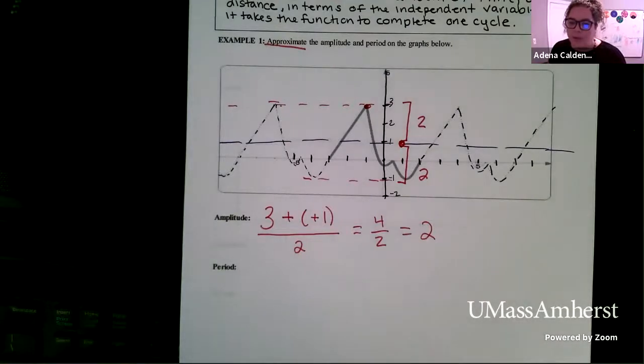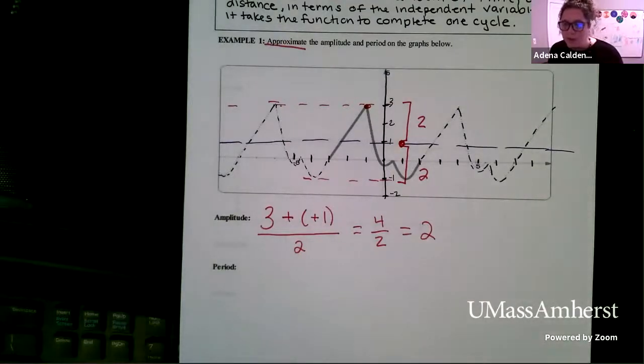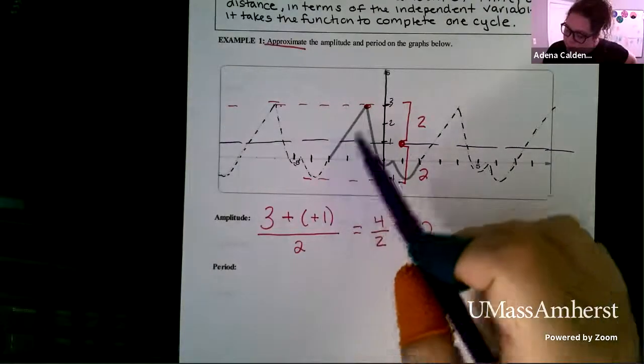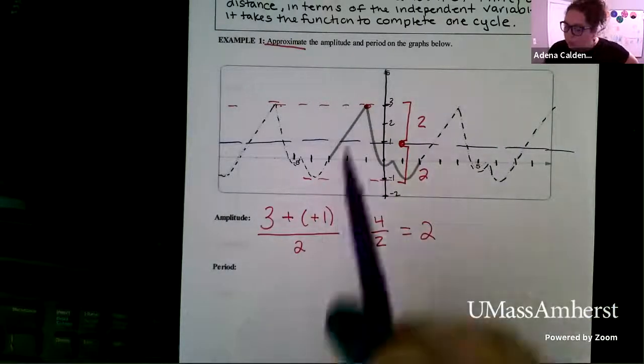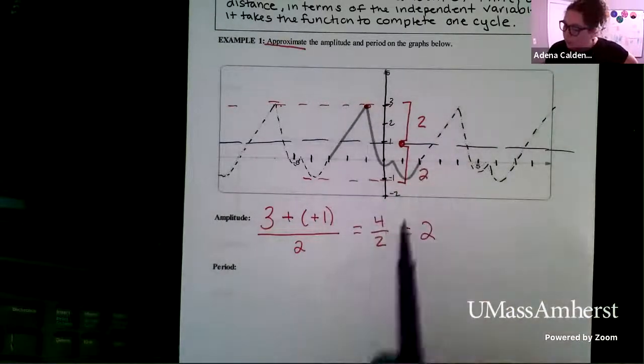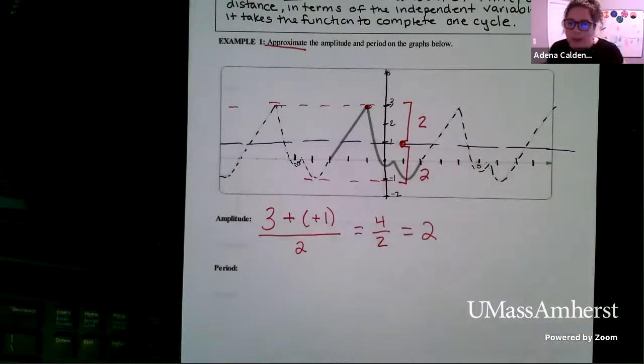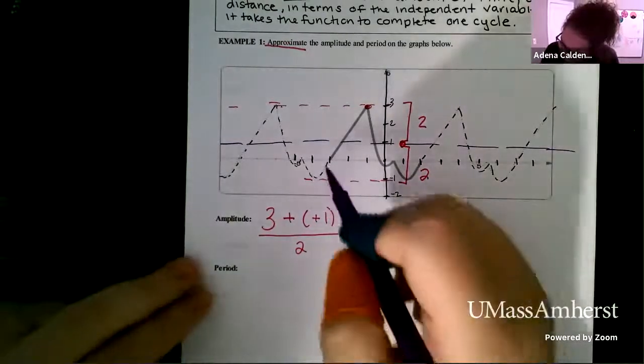Now for the period, we want to figure out how often this function repeats. So that means we have to figure out where the pattern starts and stops. Now you can pick sort of any place for it to start and stop, but I've created this solid line to show one version that I saw. You could go from peak to peak. You could go from min to min, right? Any of those are going to give you the same value.